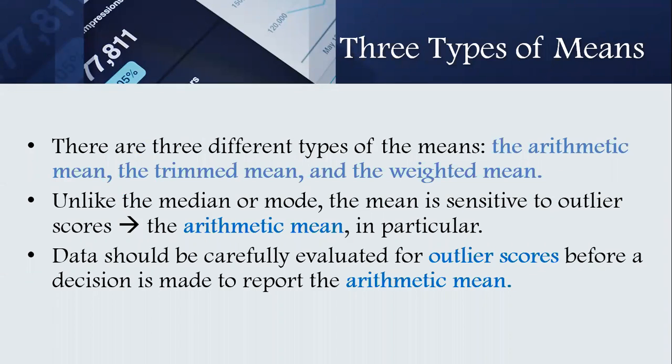There are 3 different types of means that are discussed in your text, and they include the arithmetic mean, the trimmed mean, and the weighted mean. Unlike the median or mode, the mean is very sensitive to outlier scores, the arithmetic mean in particular. Data should be carefully evaluated for outlier scores before a decision is made to report the arithmetic mean.